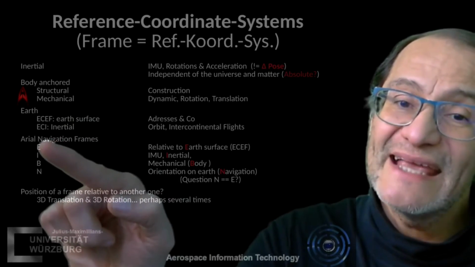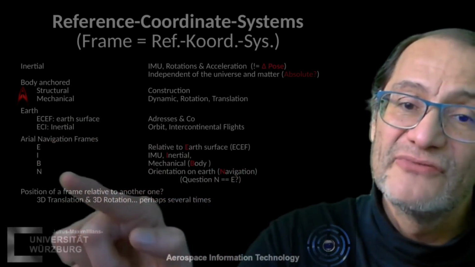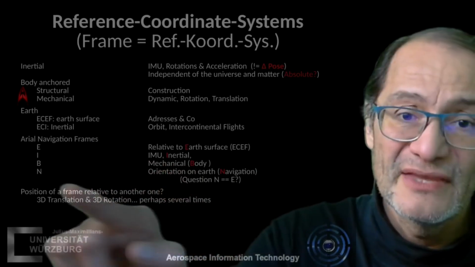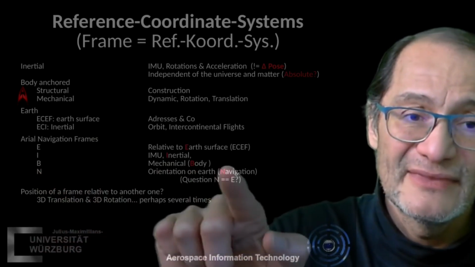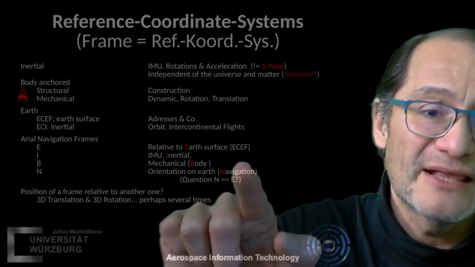So for the A frame, we use the SF, which is this. For the E frame, the so-called inertial frame. To the body frame, the mechanical frame. And for the navigation frame, the orientation on Earth.